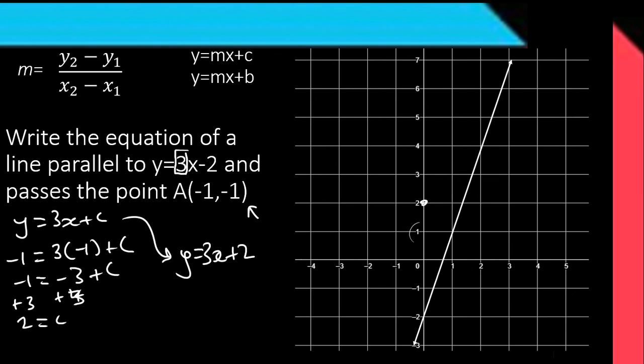So if I go to my y-intercept, which is 2, and I do rise over run, I'm going to rise by 3 and I'm going to run by 1. And that will give me the equation of a line that is parallel to y equals 3x minus 2. So that's parallel lines. So if you know the slope, super easy. If I didn't know the slope of this line, I would have to work it out first, but then I would do the same steps and substitute them in.